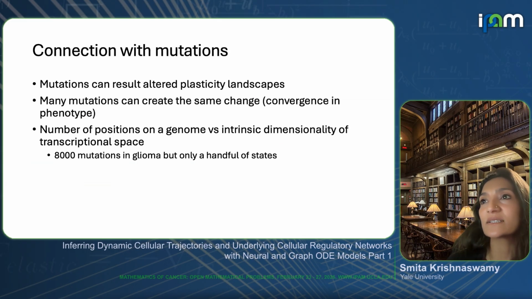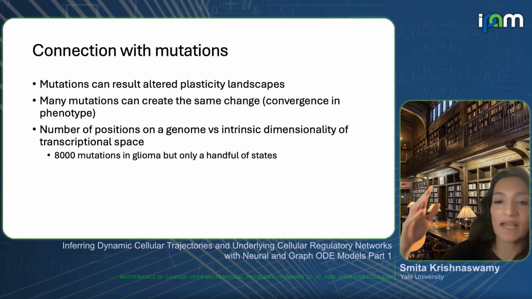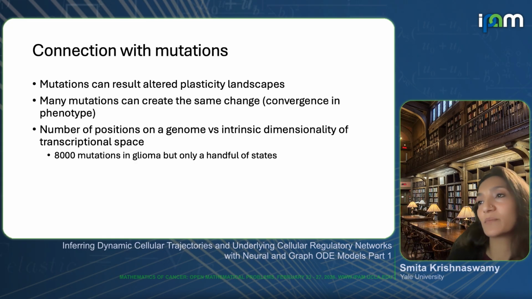You heard a lot about mutations in phylogeny yesterday, and this is still a question that I'm learning about. My training is also in computer science and a certain amount of math, and I'm learning as I go as well. But from what I can see, mutations can result in altered plasticity landscapes, and many mutations can create the same change. So there's a convergence in terms of phenotype. When you're looking at things mutationally, there's thousands upon thousands of positions that can be mutated. They can lead to a predisposition of certain kinds of states. So that's as far as I'm able to connect it.